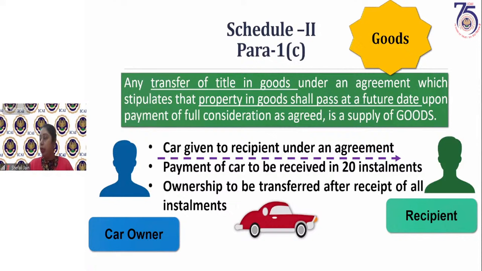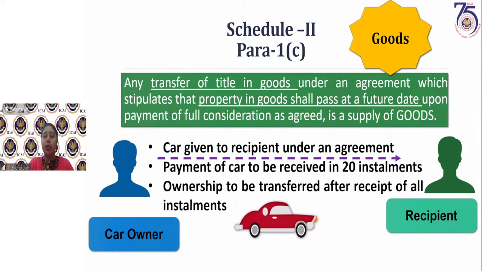Okay, so only when the recipient will make full payment to the car owner, then only the ownership of this car will transfer to the recipient, but he can use that car till that time. So the car is given to the recipient under an agreement. Payment of the car has to be received in 20 installments. So that person can pay the consideration in 20 installments. After that 20th installment has been paid, the ownership of the car shall pass to the recipient.